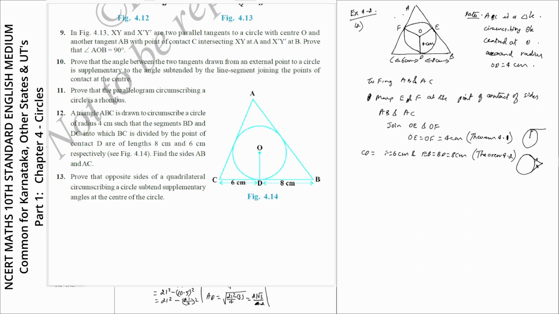Now I will consider the length of AB as A. You can see in the figure, this length I will consider as A, this length as B, and this length as C centimeter. A, B and C centimeter. Let AB is equal to A centimeter, BC is equal to B centimeter, and AC is equal to C centimeter.